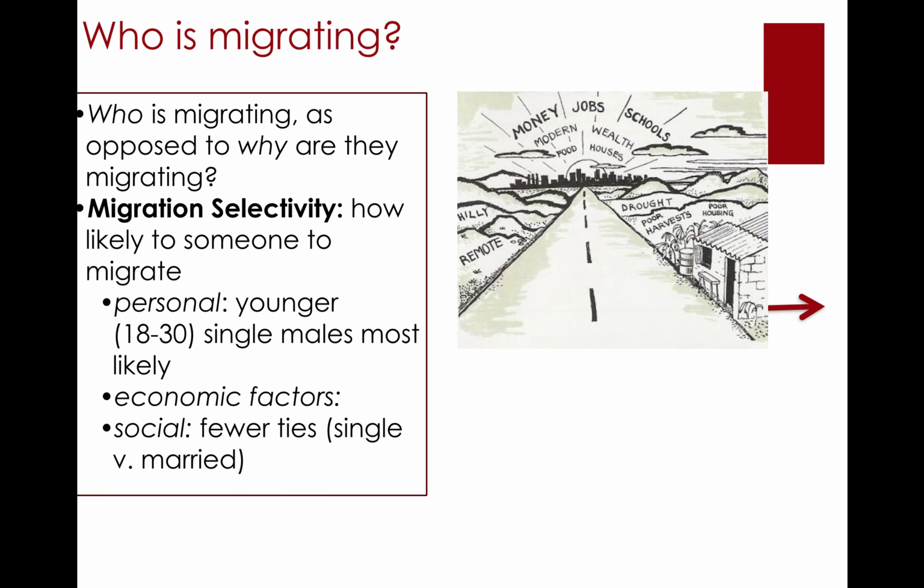Single males are also the single most likely group on the whole, though that's changing. We see an increased changing dynamic of women and the changing role of women globally, particularly as providers for their family. We do see an increasing number of women engaging in migration, but the pattern still remains that males, single young males, are the most common group to migrate.